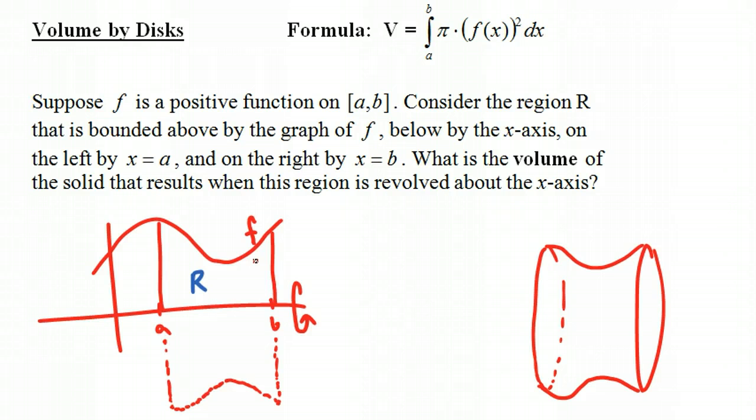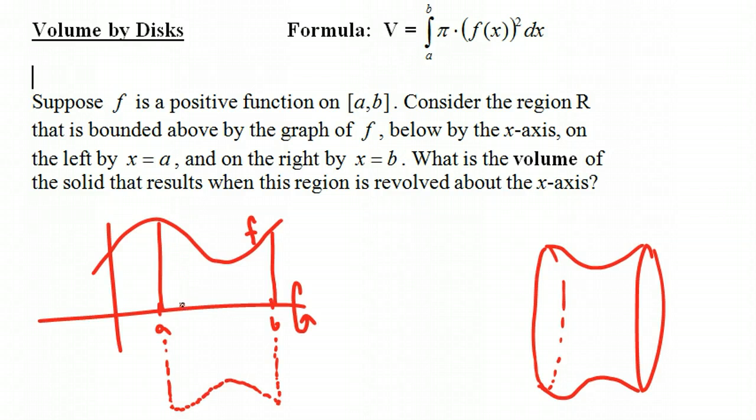And the question is, what is the volume of the solid that results when we revolve this region around the x-axis? When this region revolves around the x-axis, it's going to sweep out a three-dimensional region. The region should look something like this for this particular problem. And the question is, what is the volume of that solid of revolution?